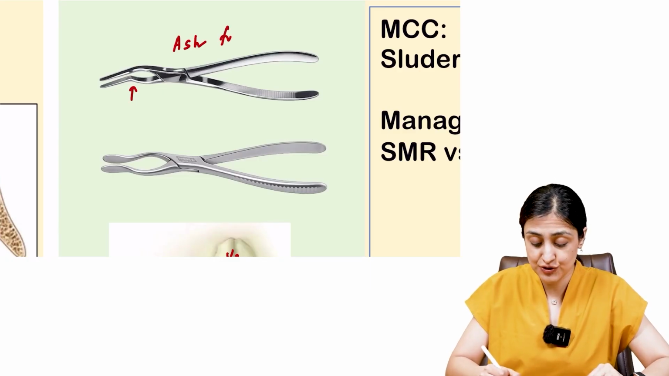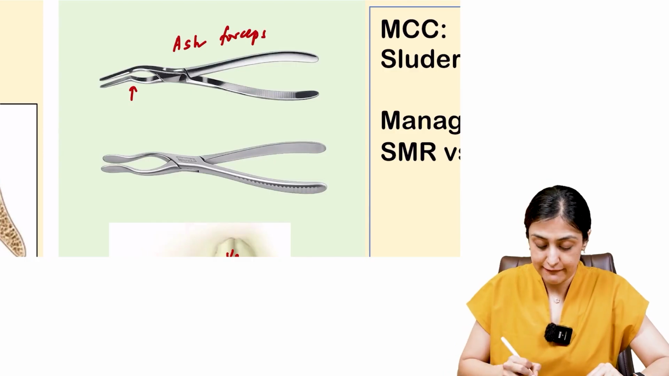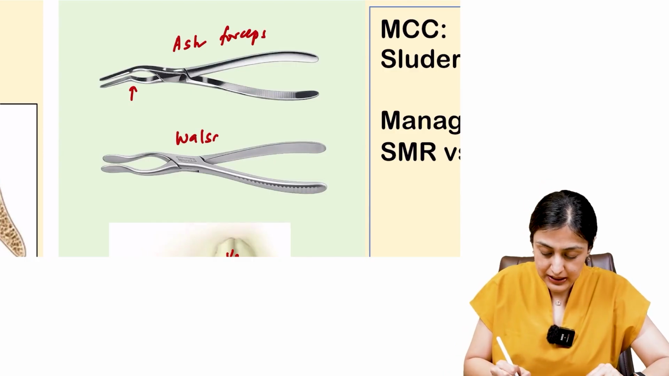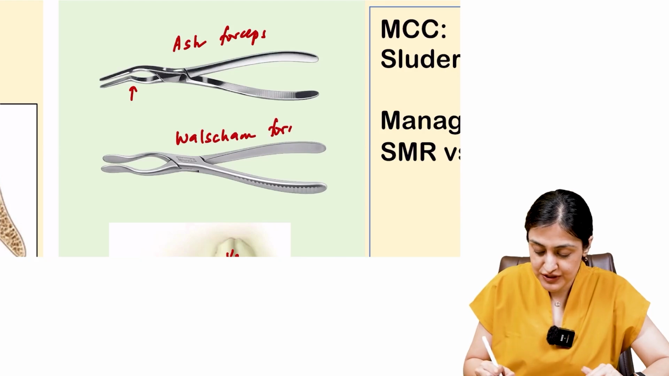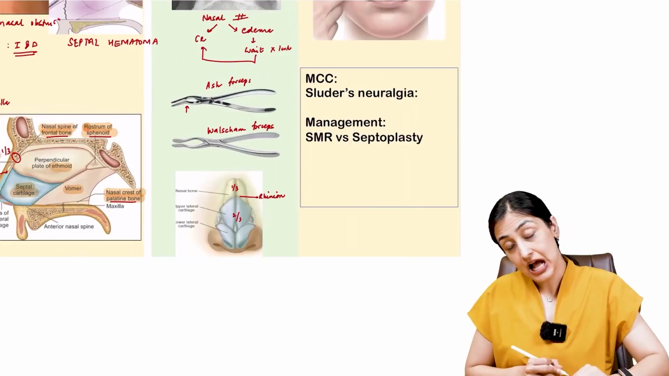Okay. So this is Ash forceps. Where there is a bend, it is bent. Whereas this is what is Walsham forceps. Okay. So Walsham forceps and Ash forceps may be asked.